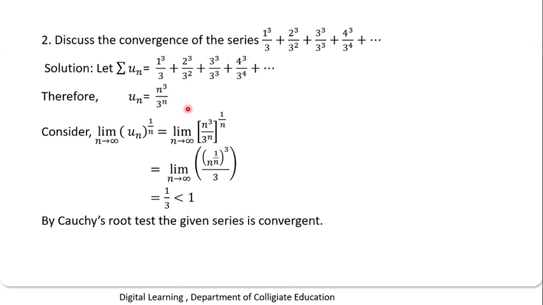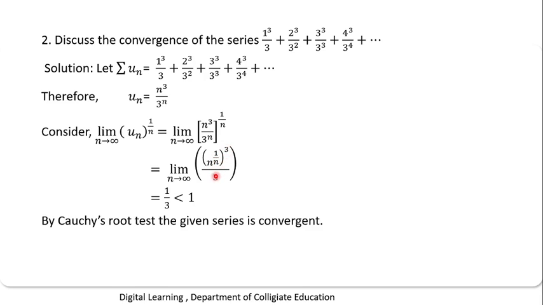Now apply Cauchy's root test for the given nth term. The limit as n tends to infinity of u_n to the power of 1 by n is equal to the limit of (n cube divided by 3 to the power of n) to the power of 1 by n. Here 3 to the power of n, to the power of 1 by n, gets cancelled, we get 3. Then n cube to the power of 1 by n, rearranged, we get (n to the power of 1 by n) to the power of 3.